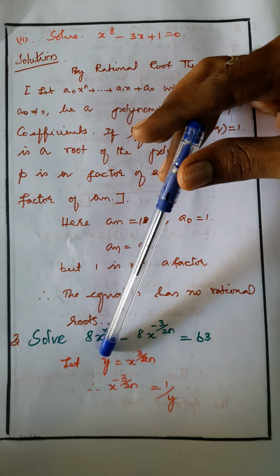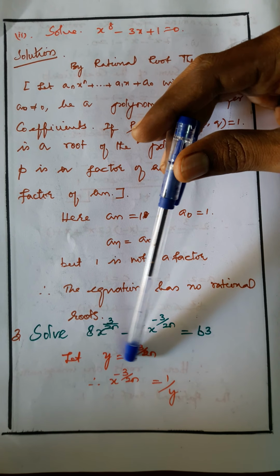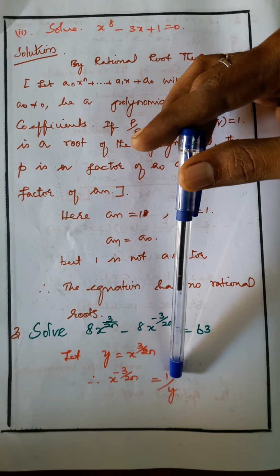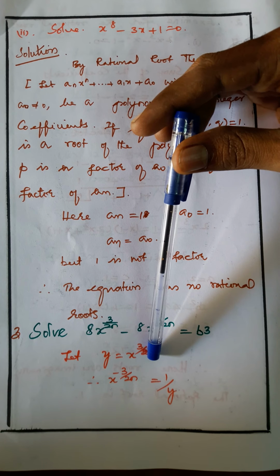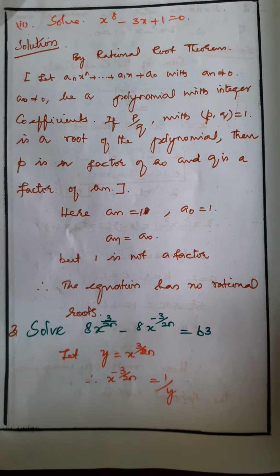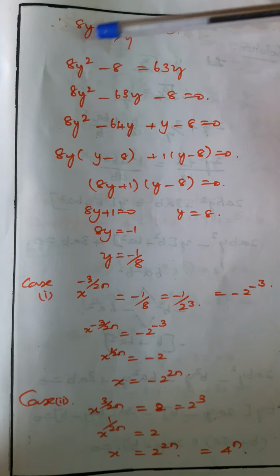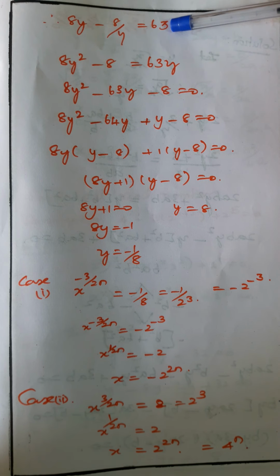Let y equal x^(3/2n). Then x^(-3/2n) is nothing but 1 by y. Since y is x^(3/2n), x^(-3/2n) is 1 by y. Then your equation can be written as 8y minus 8 by y equal to 63.